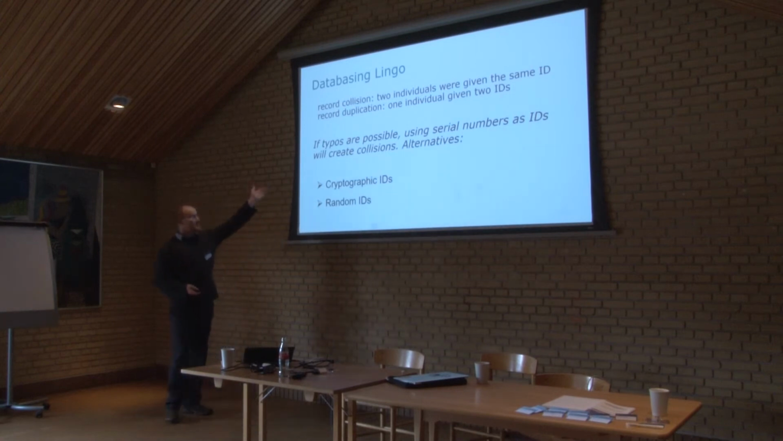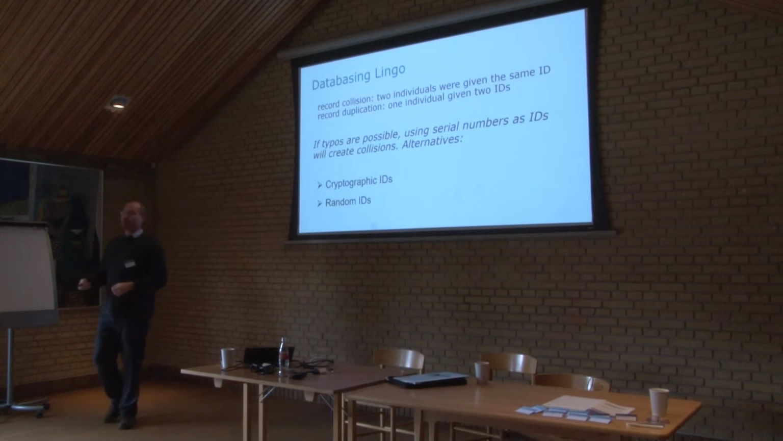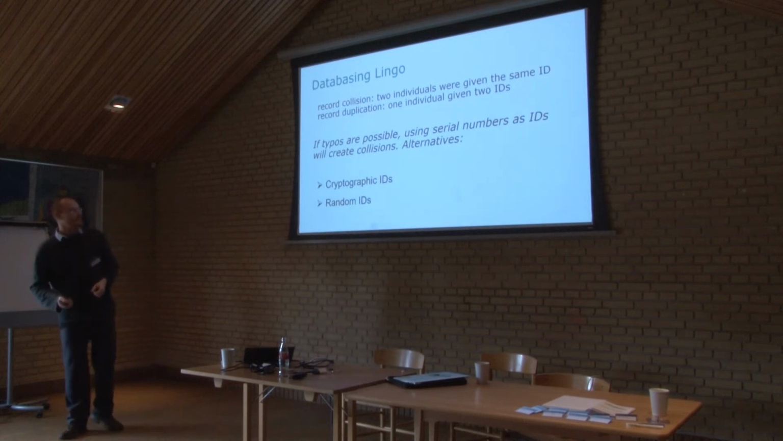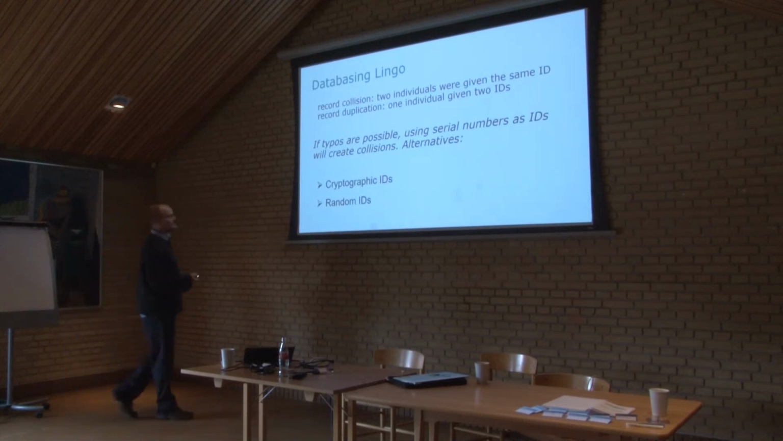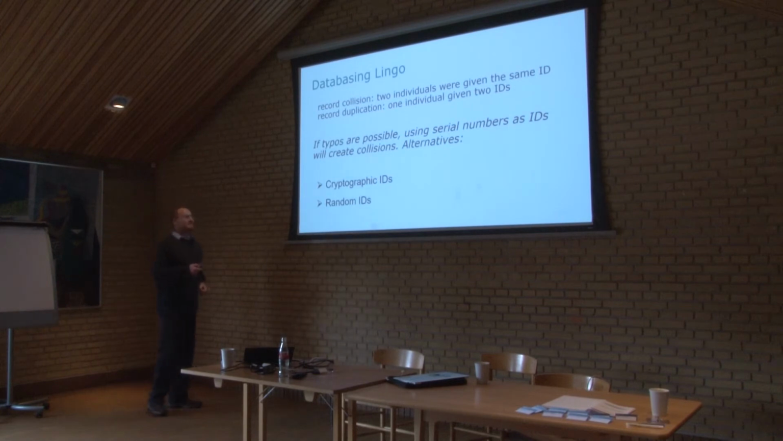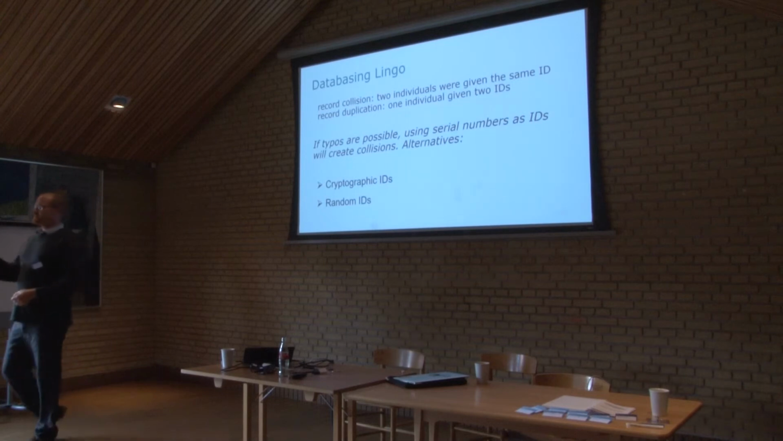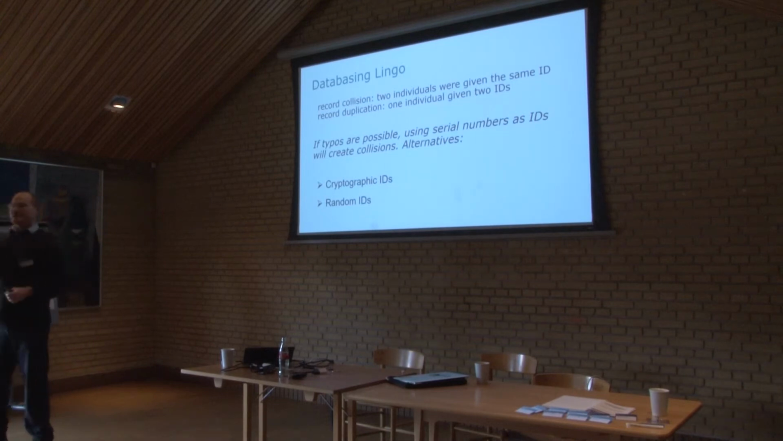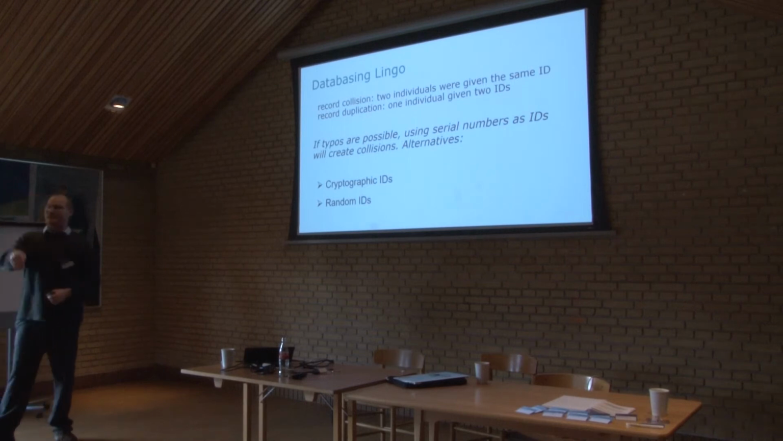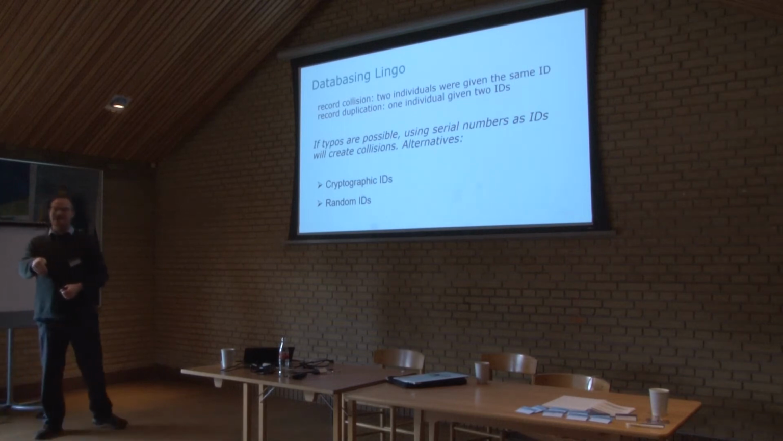So if you're using some kind of a system that involves the possibility of typos, you have to account for it somehow. In this particular case, one thing is that using serial numbers as IDs is very prone to creating collisions, because if there's a typo, the new ID that's created is probably going to be already taken by somebody else. So it's going to land accidentally on somebody else's ID.